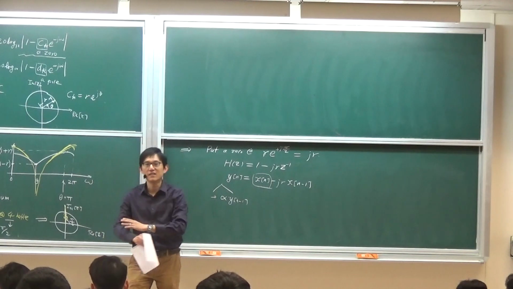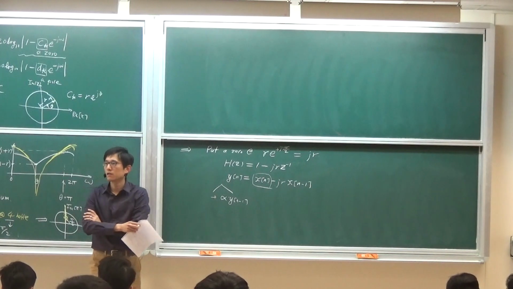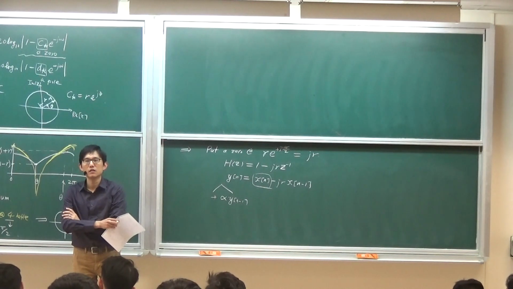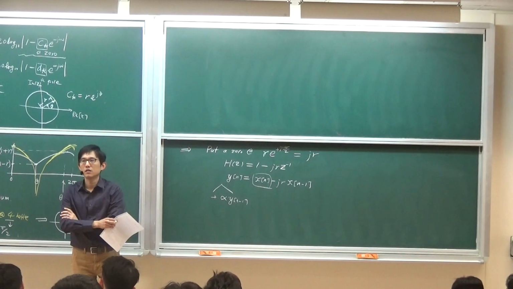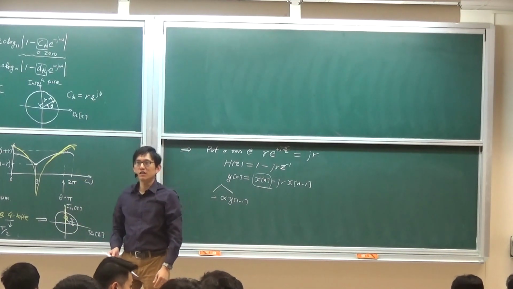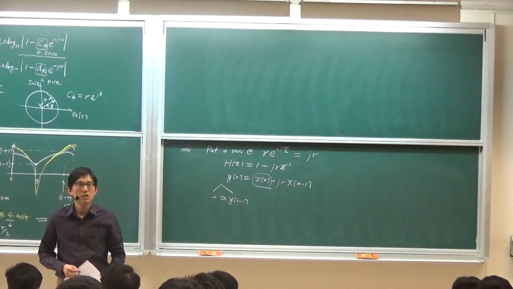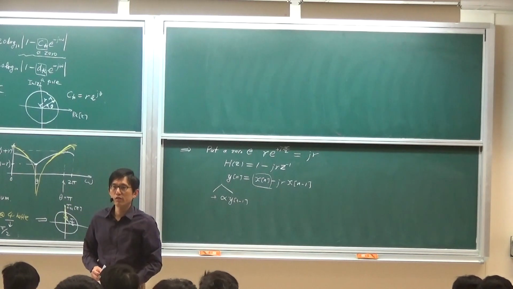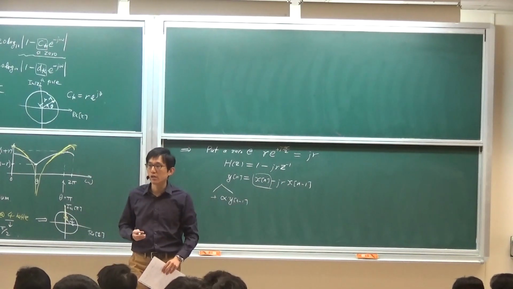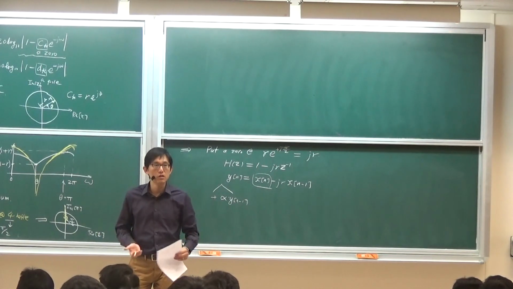How do we modify the system so that we want to keep everything real, but still having a minimum response at this exact frequency? How do we do this? How do we do it approximately?